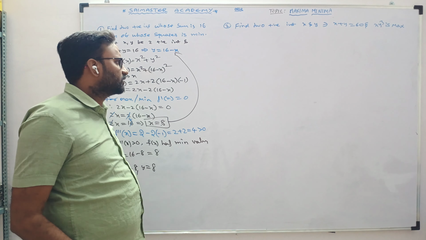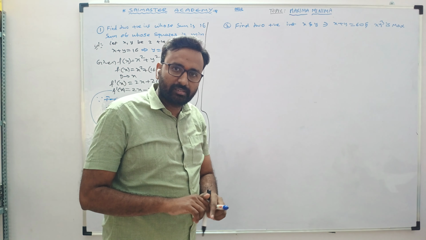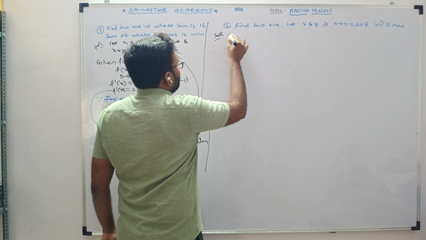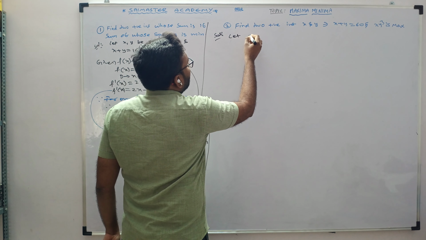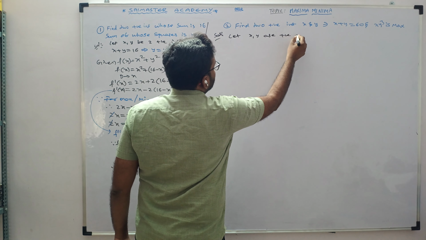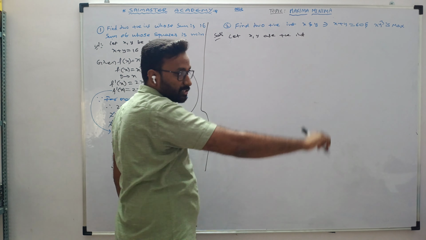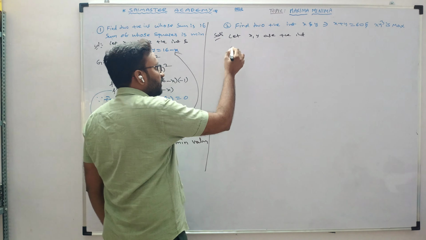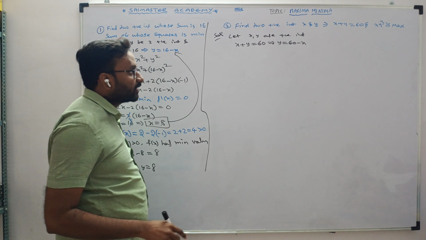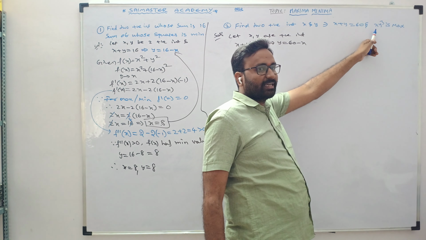Come to this question. Find two positive integers x and y. Same question. So, solution, let x, y given are positive integers and also given x plus y equal to 60. They are only given x plus y equal to 60. From this we can write y equal to 60 minus x. Why? Because we need the same process. And what is the function? A given function luckily: x y cube is maximum.